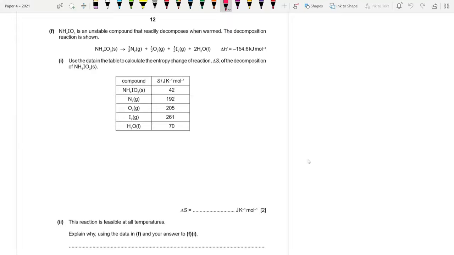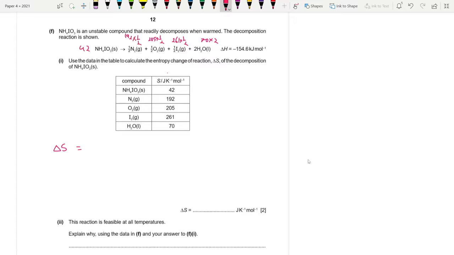This is what we do. It's basically product minus reactant. So the products: water 70 into 2, iodine 261 into half, oxygen 205 into half, nitrogen 192 into half. What about ammonium iodate? That's just 42.